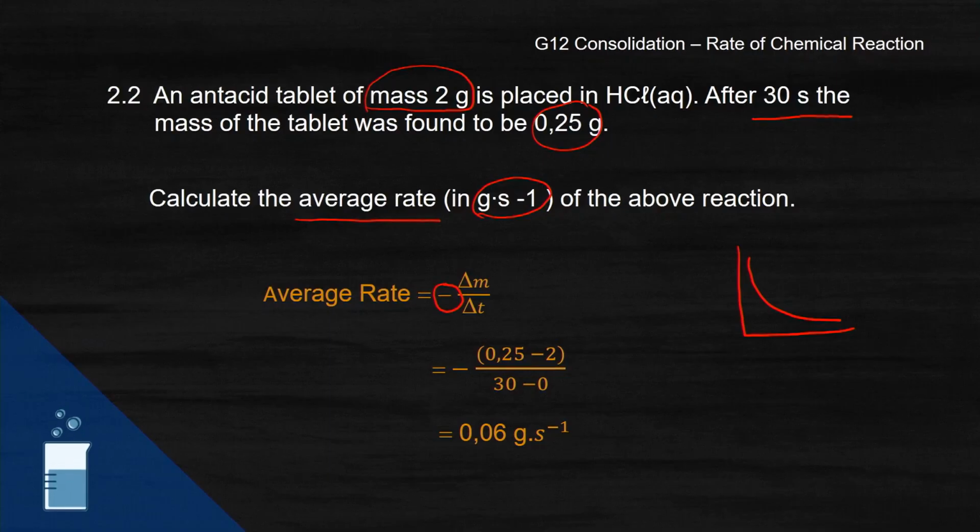When we substitute in, we then substitute in 0.25 grams, subtract 2 grams, and we get a negative answer for that. That's in this bracket here. And negative times negative will give us a positive rate of reaction, and it is worked out as 0.06 grams per second.